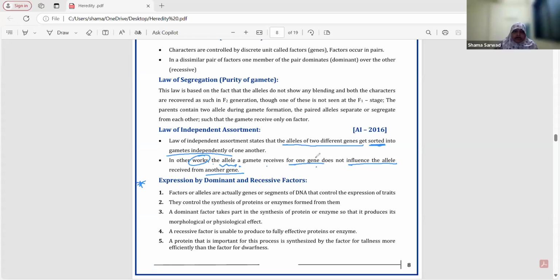Now, next is expression by dominant and recessive factor. Just give me a minute, I'll be back within a minute. I just wanted to drink water.